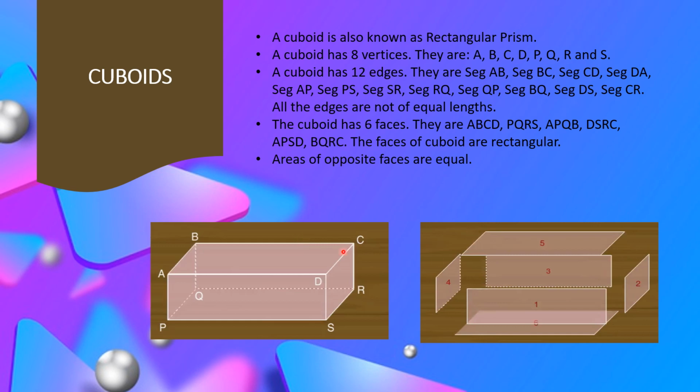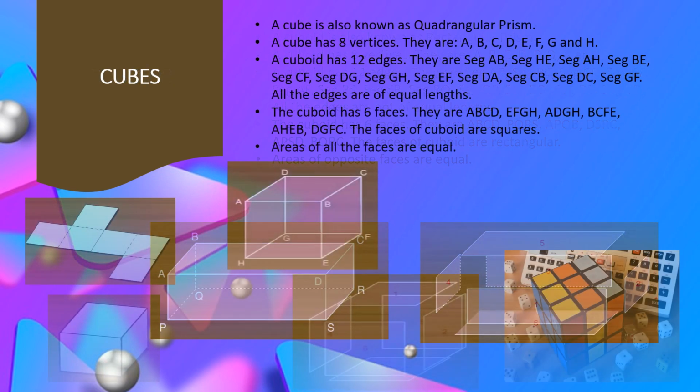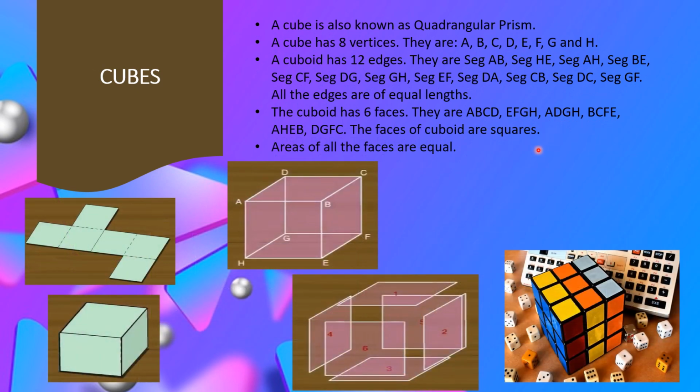Now, when I speak about cuboids, a cuboid has 8 vertices. Vertices are like vertex A, vertex B, vertex C, vertex D, vertex R, vertex S, vertex Q, vertex P, where two sides are joining at a particular point, which is called a vertex. So it has 8 vertices. They are A, B, C, D, P, Q, R, S. Let's come to the next one.